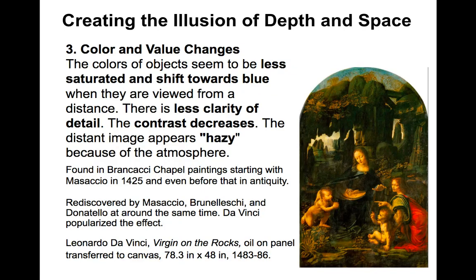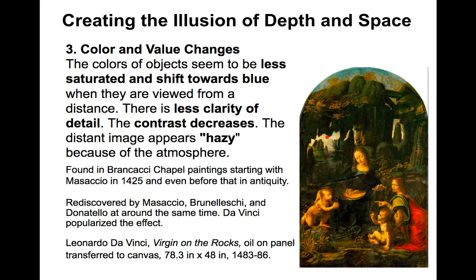The third technique, color and value changes. The colors of objects seem to be less saturated and shift towards blue when they are viewed from a distance. There's less clarity of detail and the contrast decreases. The images appear hazy because of the atmosphere in the background.